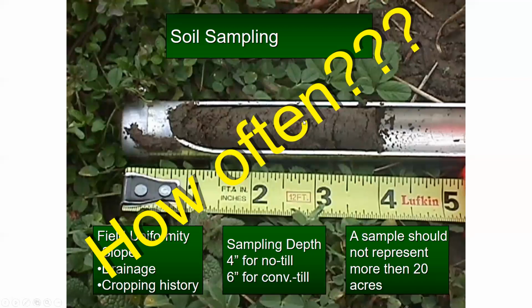This is a nice slide that was put together. Soil sampling, we're in a no-till system here, 4-inch depth. I hope that previous example showed you that depth does matter. How often? More often is better for high-value crops.